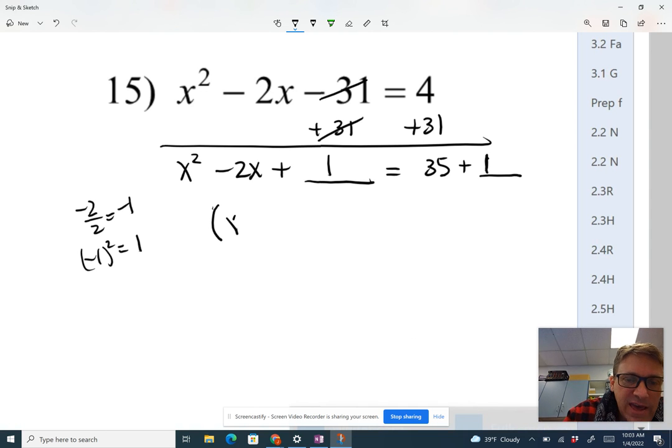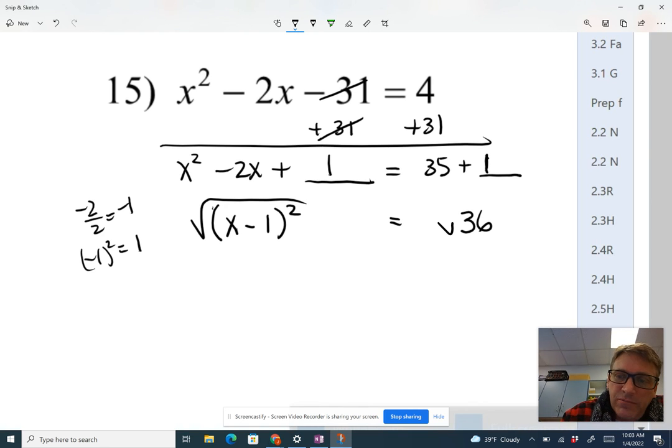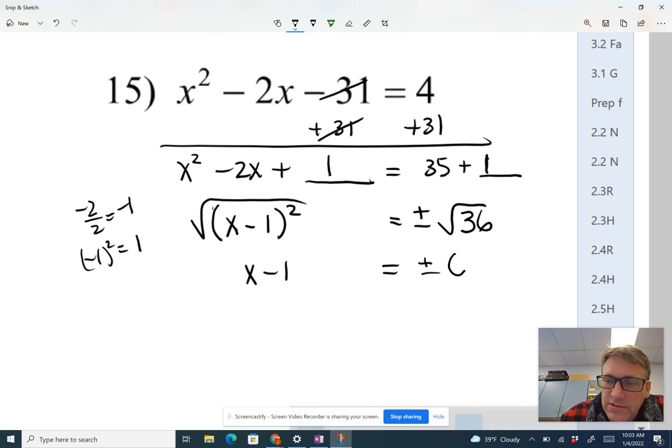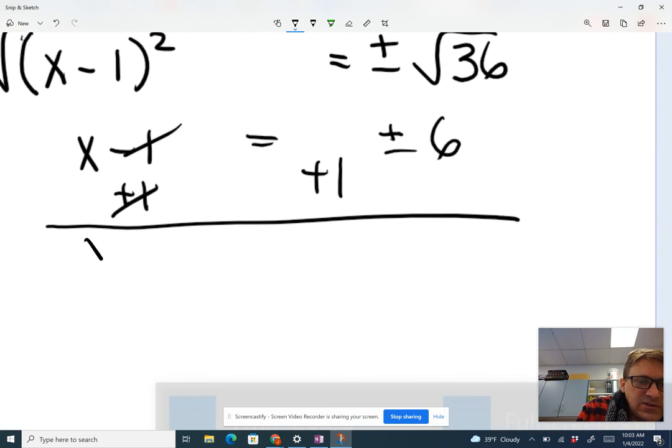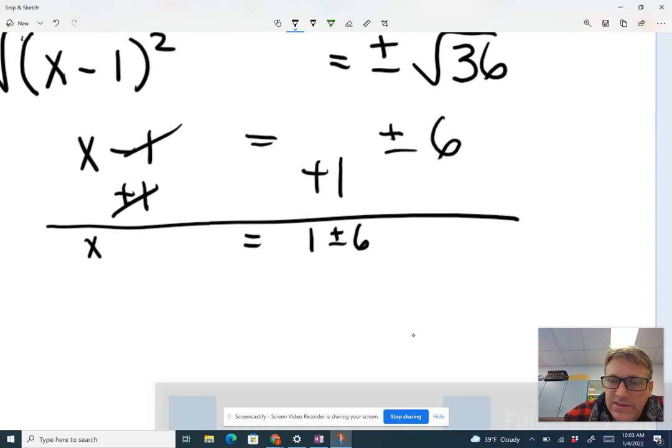And then I'm going to write this left-hand side factored. That's x minus 1 squared is equal to 35 plus 1 is 36. I take the square root of both sides. And then I get x minus 1 is equal to plus or minus 6. I'm going to write my equal sign over a little bit. I'm going to add 1 to both sides. The 1's cancel, and I'm left with x is equal to 1 plus or minus 6.